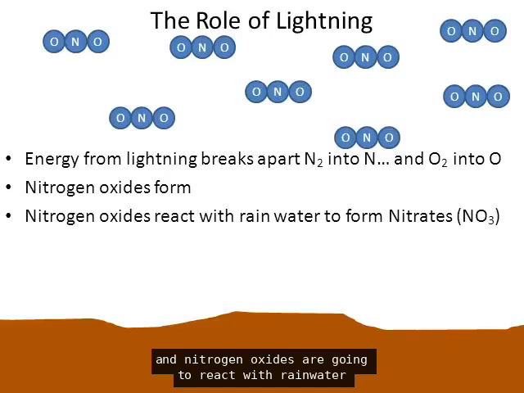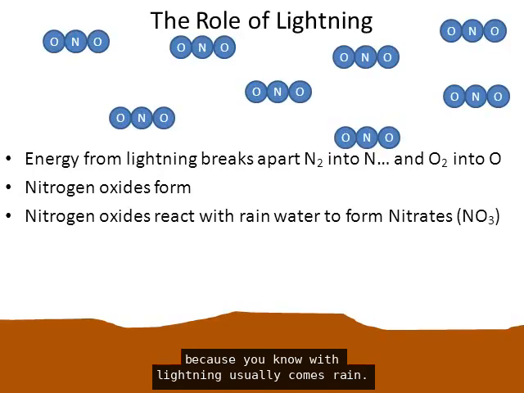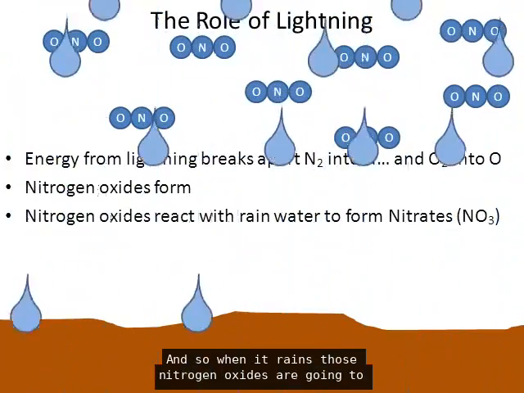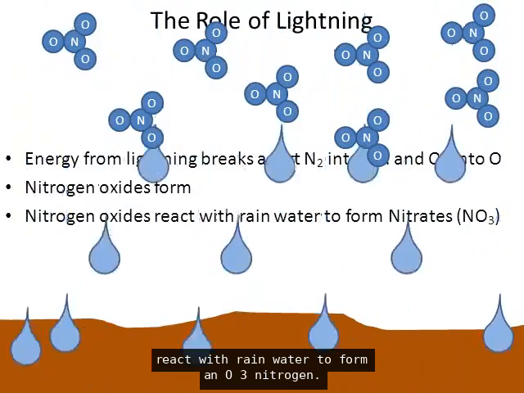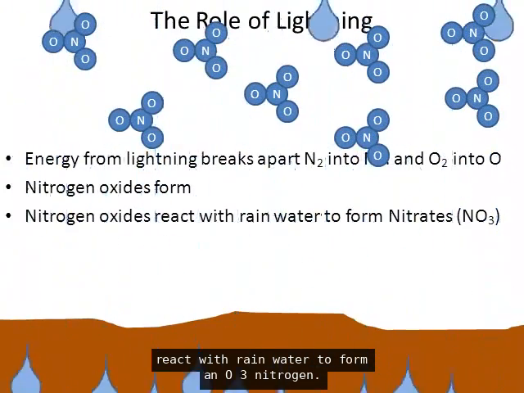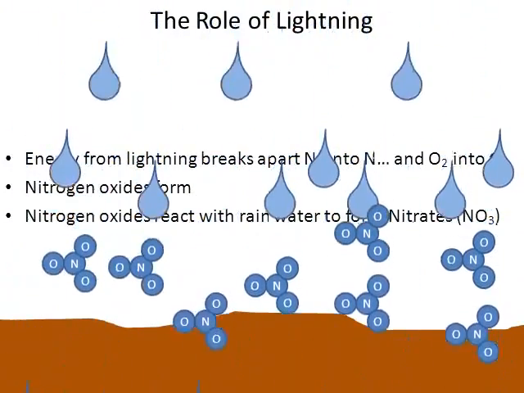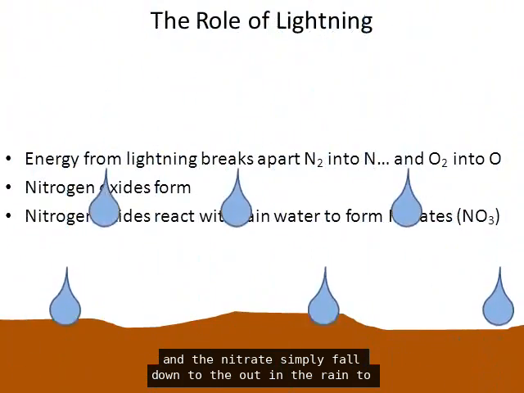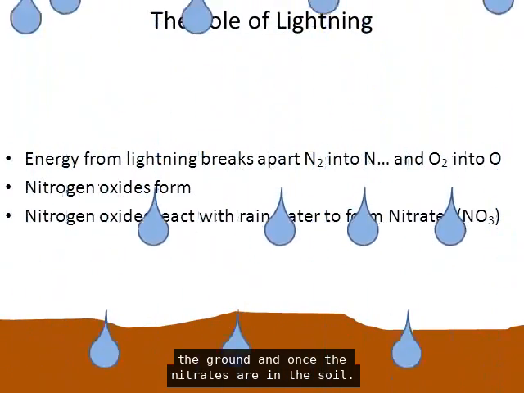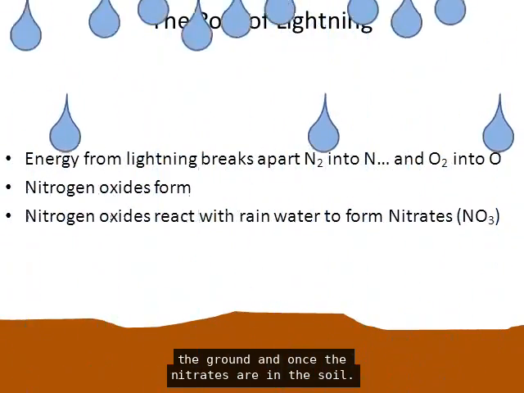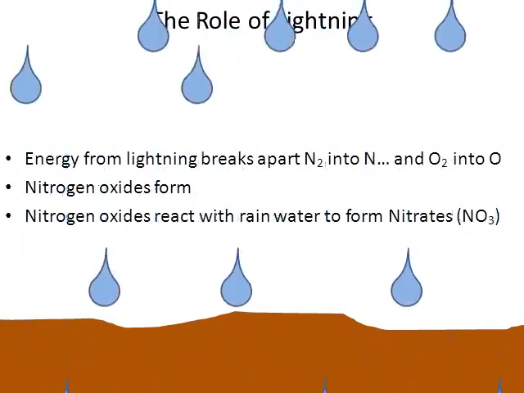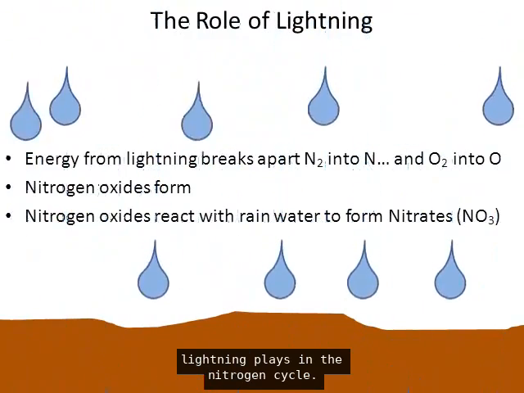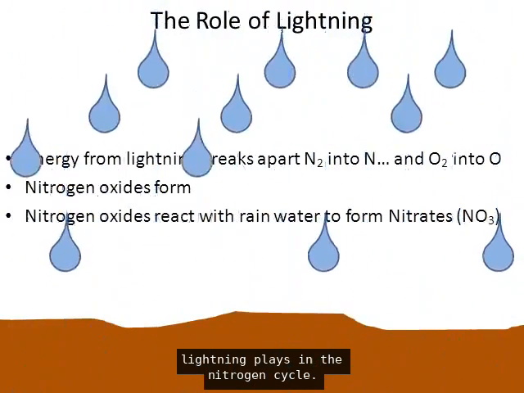And nitrogen oxides are going to react with rainwater because, you know, with lightning usually comes rain. And so when it rains, those nitrogen oxides are going to react with rainwater to form NO3, nitrates. And the nitrates simply fall down in the rain to the ground, and once the nitrates are in the soil, they can be absorbed through the roots of plants like we saw a few moments ago. So I just wanted to quickly mention the role that lightning plays in the nitrogen cycle.